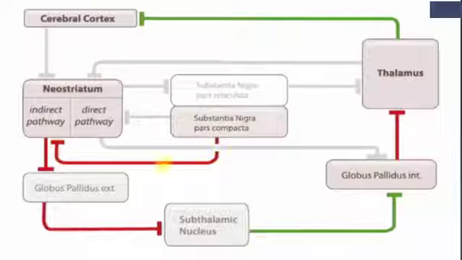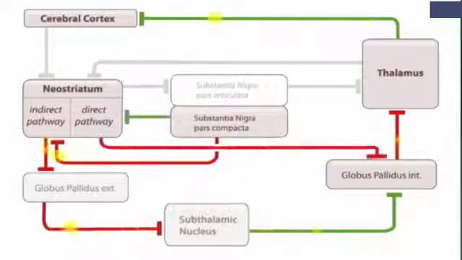Since the indirect pathway inhibits movement, dopamine, which inhibits the indirect pathway, facilitates movement. So whether we're looking at the direct pathway or the indirect pathway, dopaminergic signals from the substantia nigra to the neostriatum have the same result: more movement. And when you reduce dopamine production in the substantia nigra, you're going to have reduced movement.